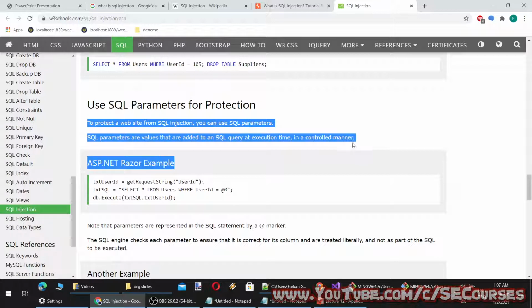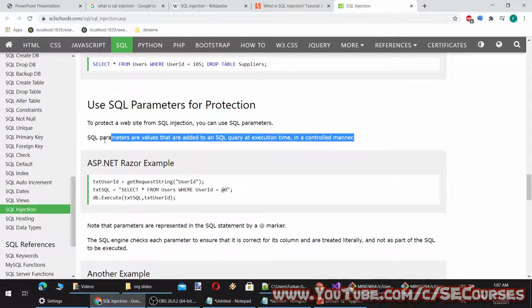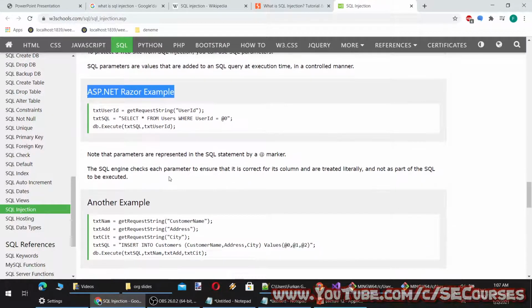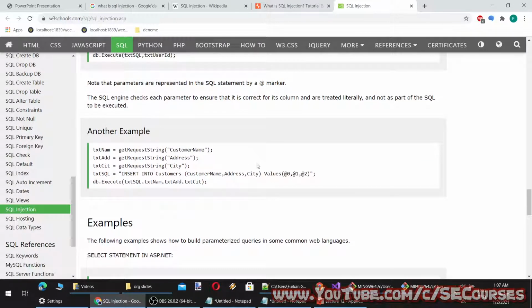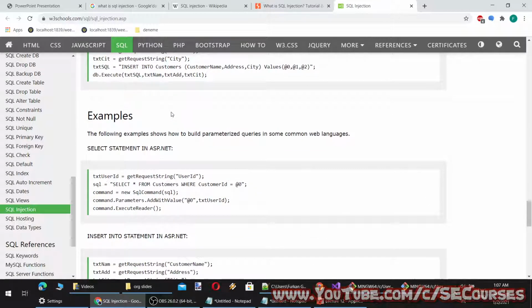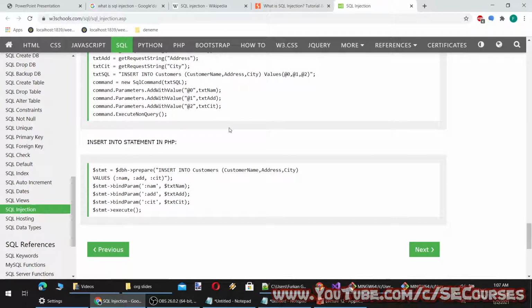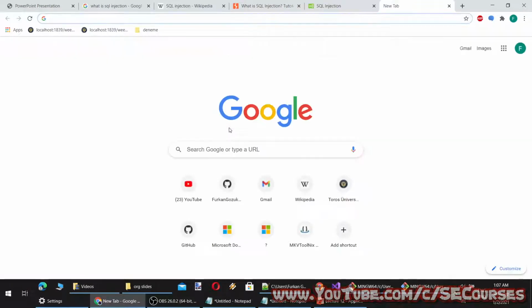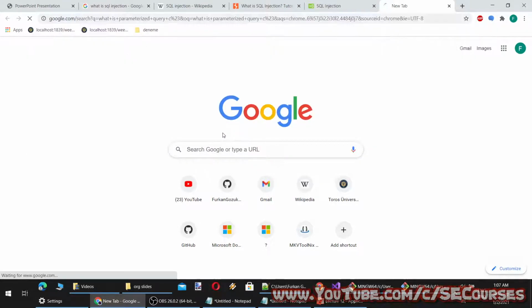Use SQL parameters for protection. To protect a website from SQL injection, you can use SQL parameters. SQL parameters are values that are added to an SQL query at execution time in a controlled manner. ASP.NET Razor example. Okay, in C#, you need to use parameterized queries to prevent SQL injection, and in PHP there are also other frameworks. What is a parameterized query in C#? Okay, let me show you.